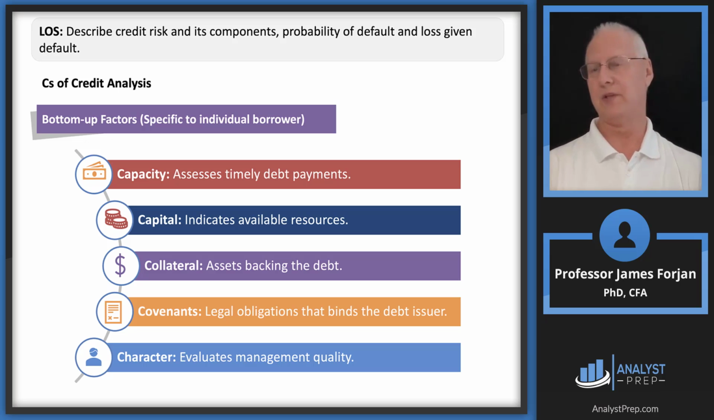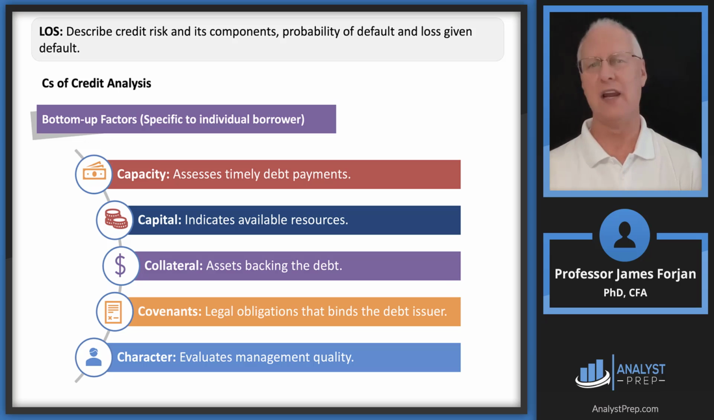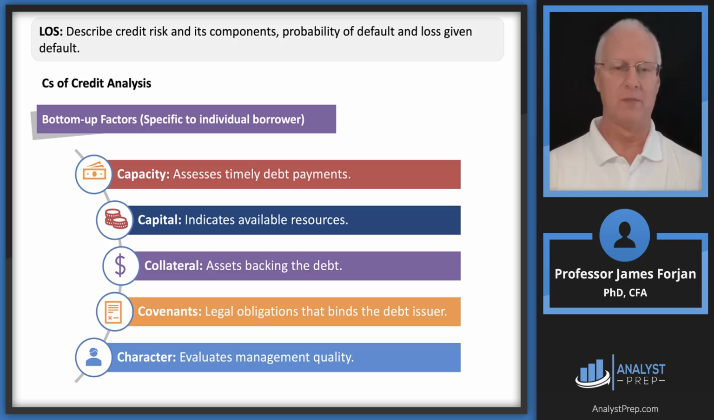There might be another one that says, hey, you know what? This company is not allowed to merge unless it gets the approval of all the bondholders and the shareholders, right? There are positive covenants and negative covenants. What these covenants do is they protect the bondholder against any kind of misuse of funds by the executive leadership team. And then there's the character at the bottom, evaluates management quality.